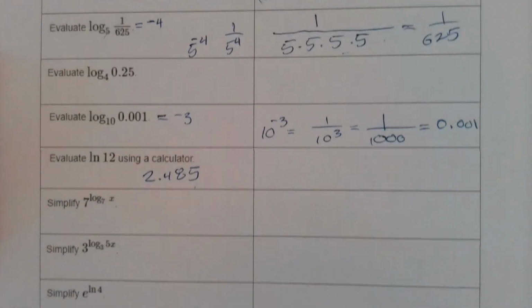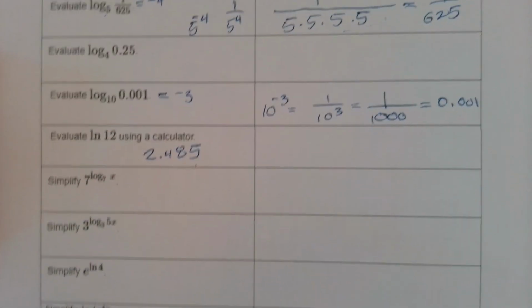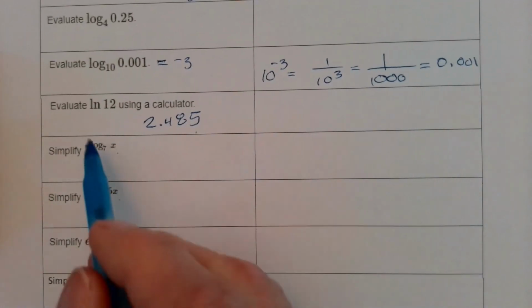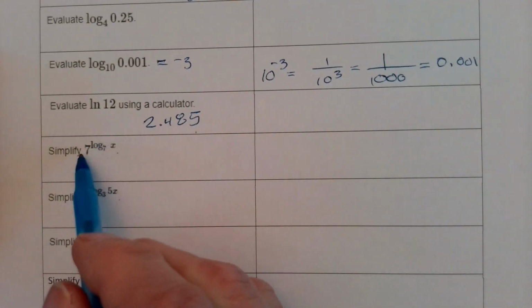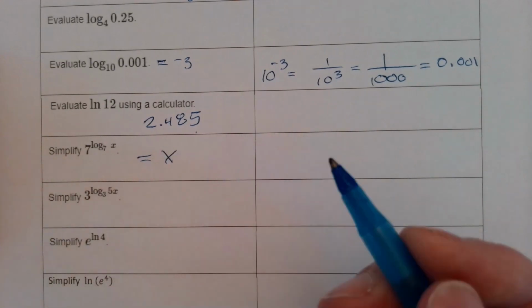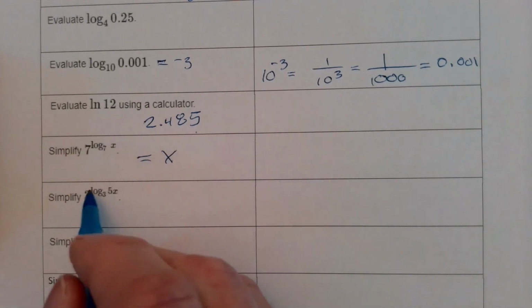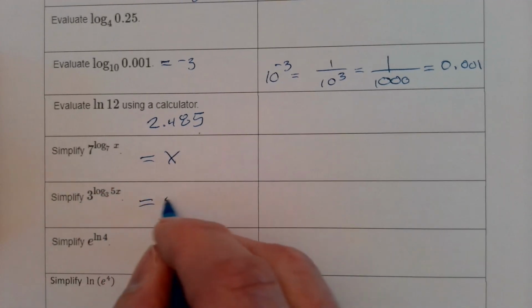And these last 4 are just to remind you about the inverse properties, for example, of a base 7 log and a base 7 exponential. You're just going to get your x back. This is a base 3 log, and this is a base 3 exponential. Applied to 5x, you're just going to get your 5x back.